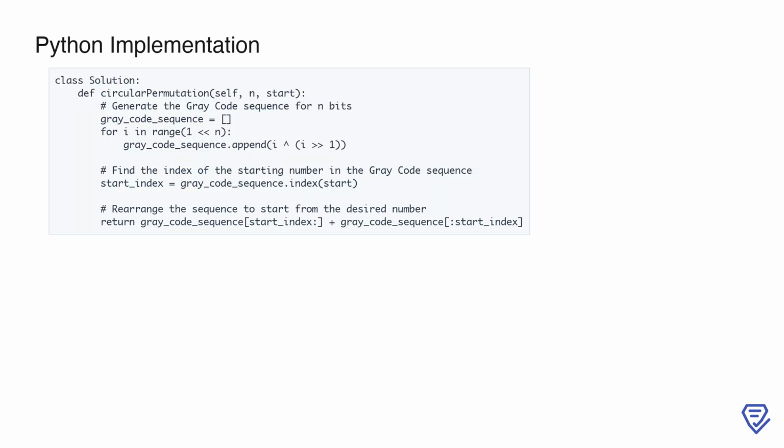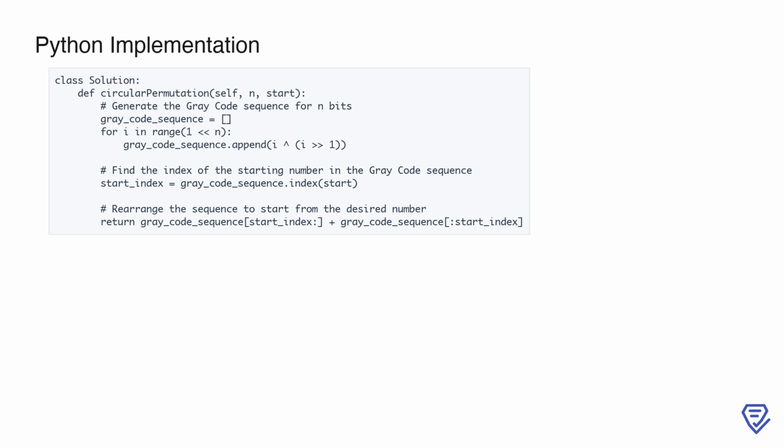The provided solution generates a circular permutation in binary representation based on the gray code sequence. First, the circular permutation function generates the gray code sequence for n bits. This is accomplished by iterating through all numbers from 0 to 2^n - 1 and applying the gray code formula i XOR (i >> 1) to each number. This ensures that consecutive numbers in the sequence differ by exactly 1 bit.